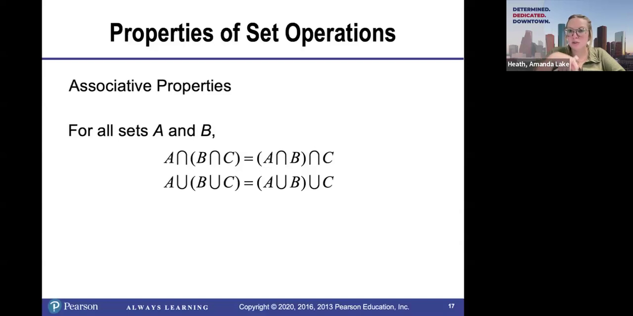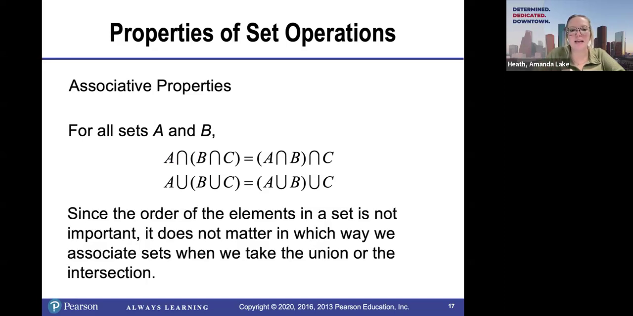We also have the associative properties. So across intersection, we can group together the intersection of B and C and then intersect it with A, or we could intersect A and B and then intersect with C. And same goes for our union. The order that we group them in doesn't matter. Again, it's because the order of the elements in the set doesn't matter.